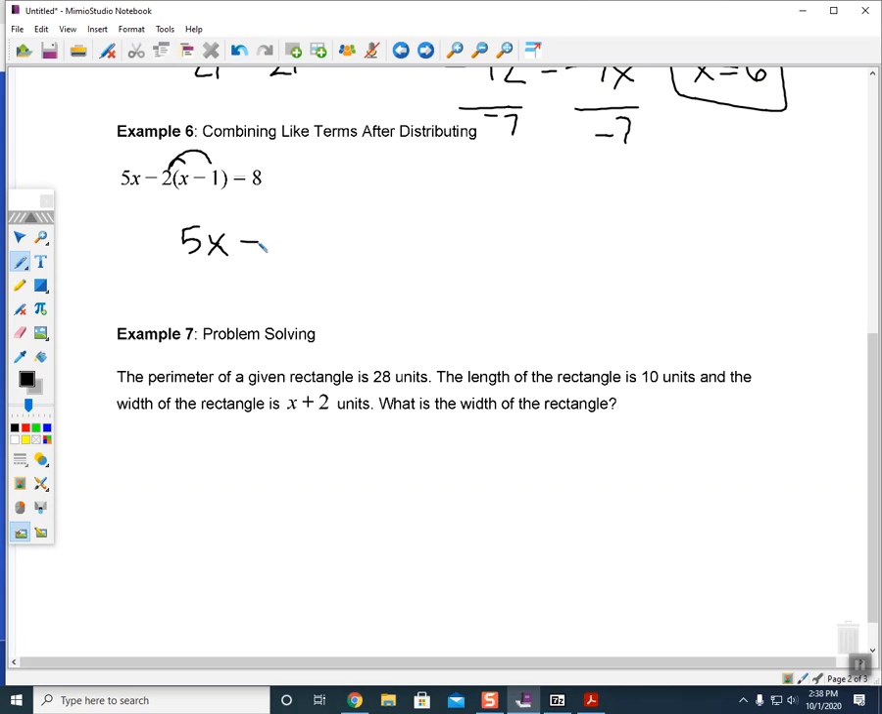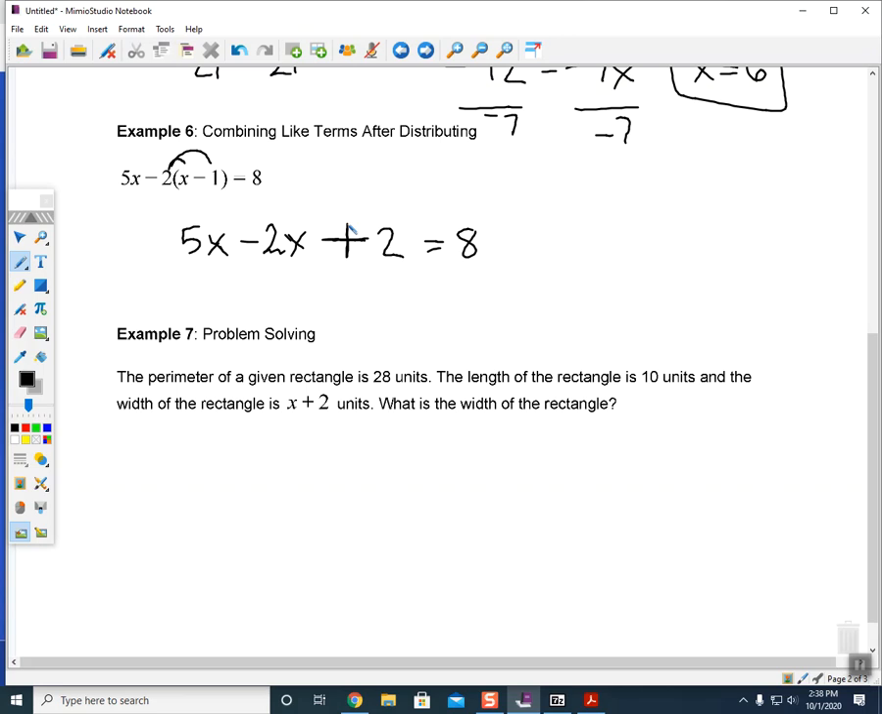2 times x is a 2x. And then I'm going to keep my minus. 2 times negative 1 is a negative 2 minus 8 equals 8. Okay, so I'm minusing a negative here, which is the same thing as adding, right?